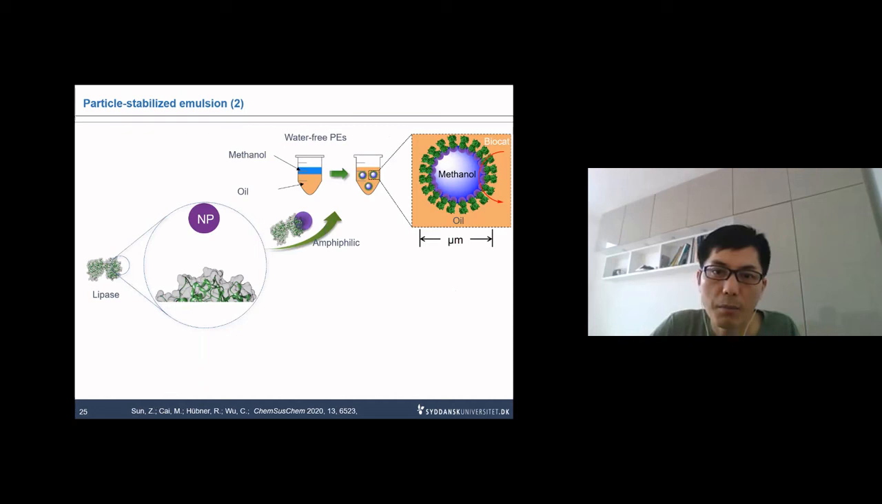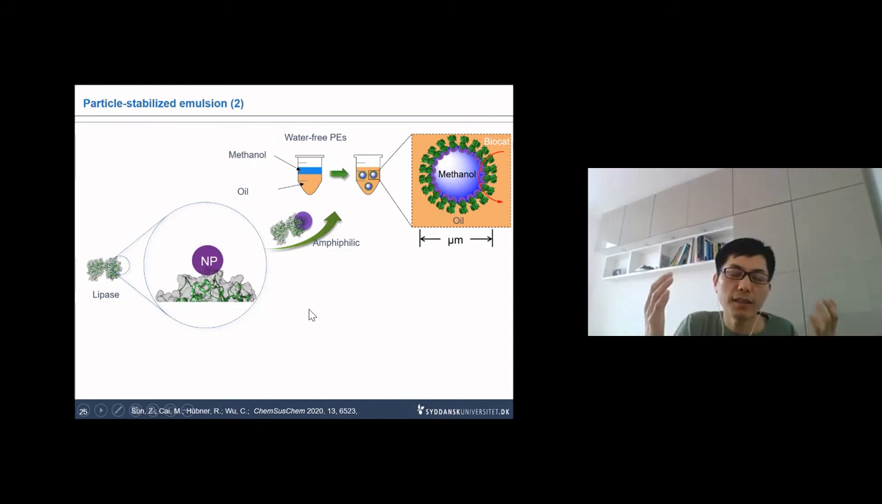For example, if you want to use the enzyme to produce biodiesel, which actually happens in two phases, the sunflower oil and the methanol, then you have your enzyme here, and the enzyme will transfer the oil into the biodiesels. But the problem again is that the enzyme does not disperse in such two different liquids.